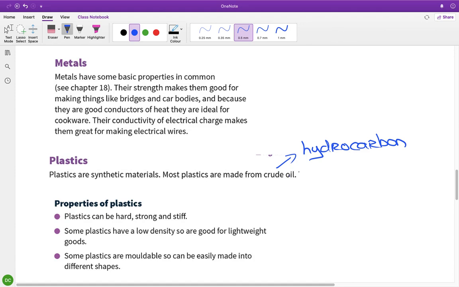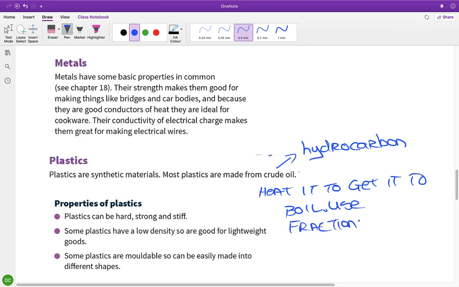So what they do is they heat it to boiling. When they boil it, the hydrocarbons turn into a liquid. And then they use a process called fractional distillation to separate the now liquid hydrocarbons from the crude oil. That's essentially what they do.